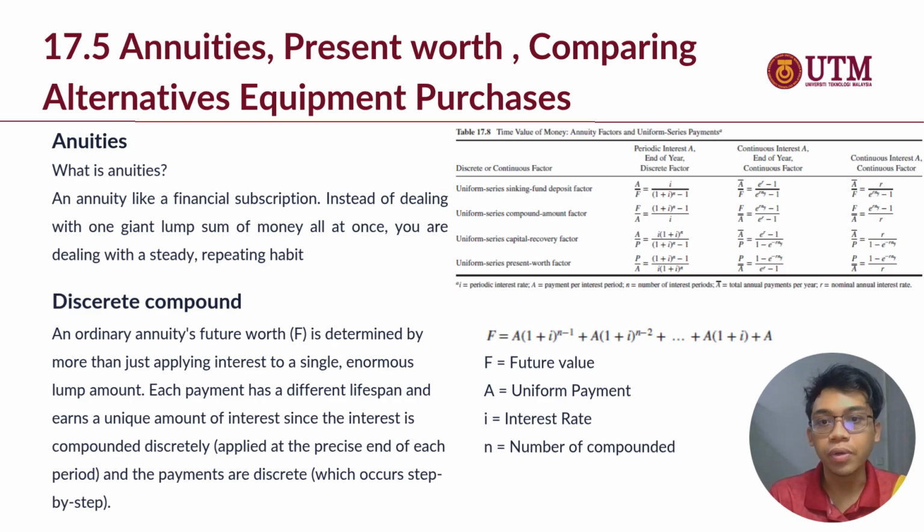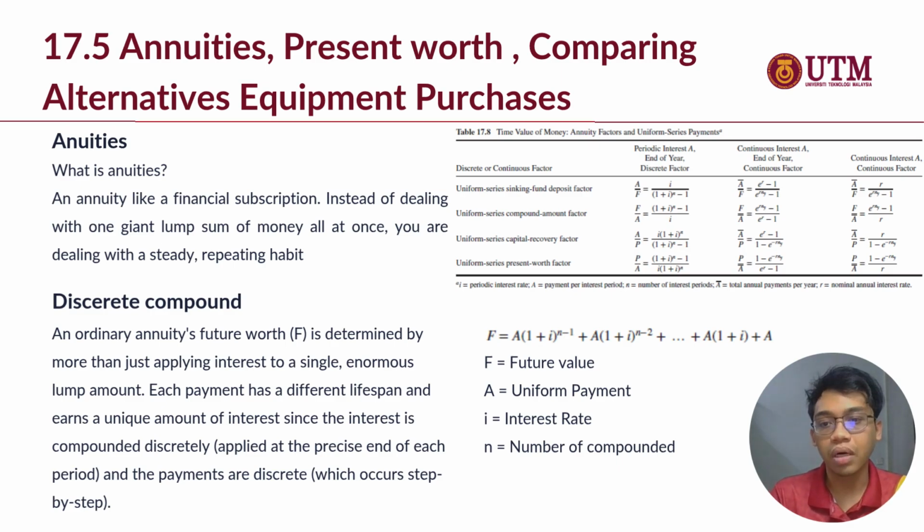So next, we move to annuities, present worth, and comparing alternative equipment purchases. Annuities. So what do we mean by annuities? An annuity is like a financial subscription. Instead of dealing with one giant lump sum of money all at once, we are dealing with steady and repeating payments, like paying monthly or quarterly. And here are some calculations for the value of money, annuity factor, and uniform series payment. These are some examples.